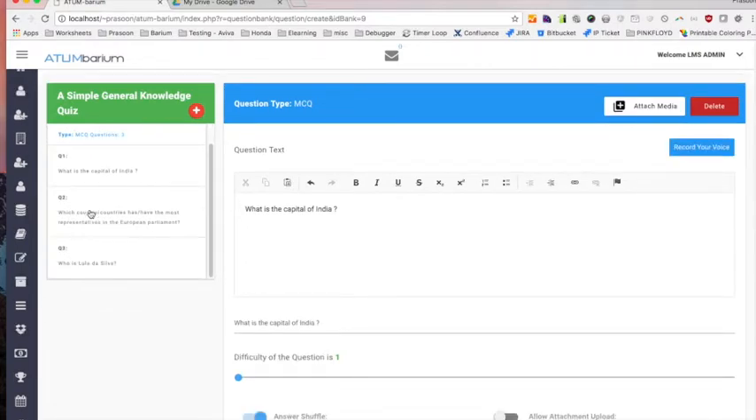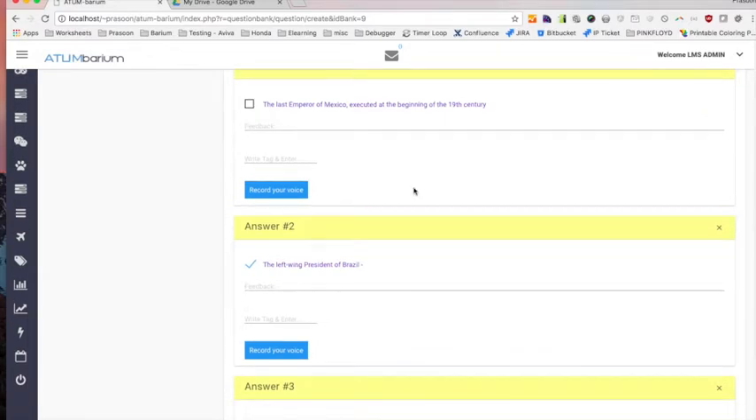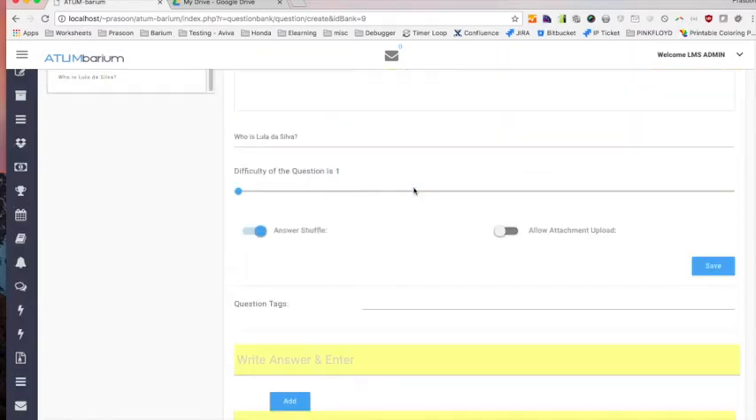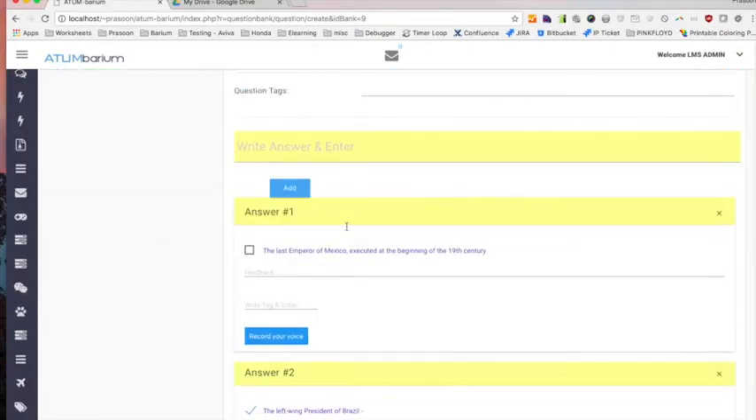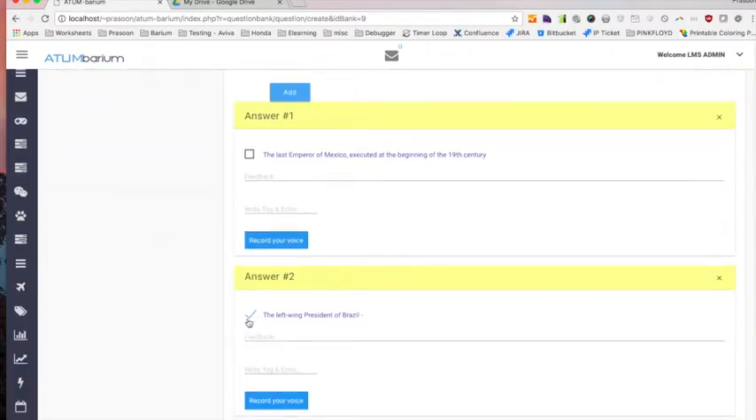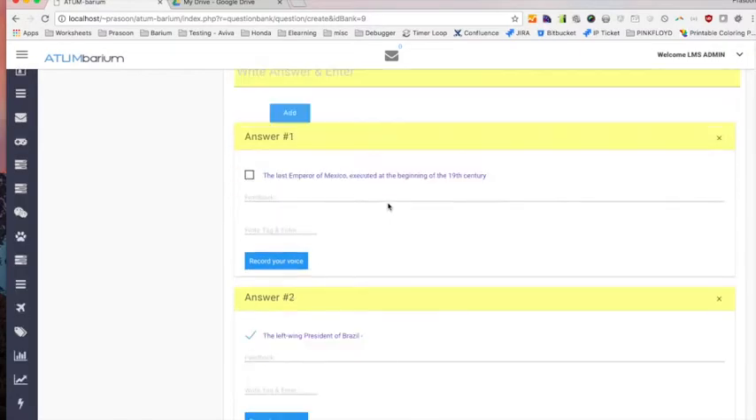These are the questions that are there. They are all in English. They are objective type questions, and all the answers that you see are over here. For example, this question is about who is Lula da Silva, and the right answer has a tick. So left wing president of Brazil. Okay, my GK is not that good, so I didn't know that, but acting as if I knew it. This is the answer, and then there are other choices which are, of course, incorrect.